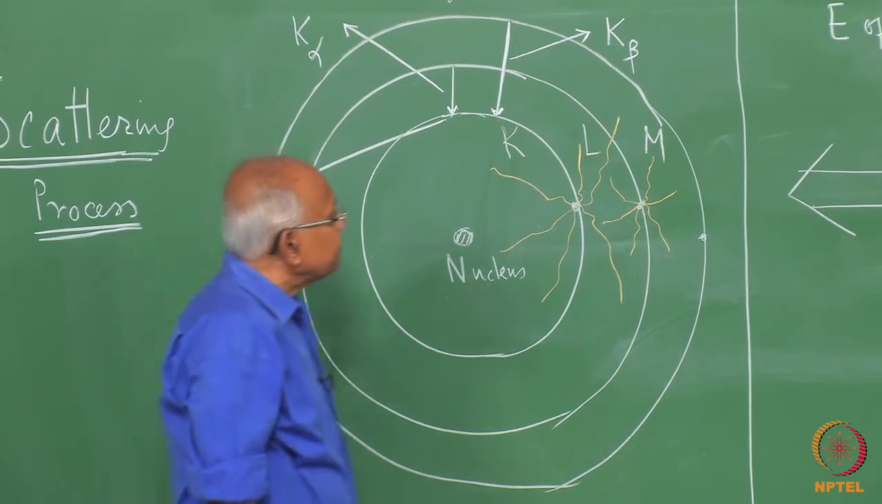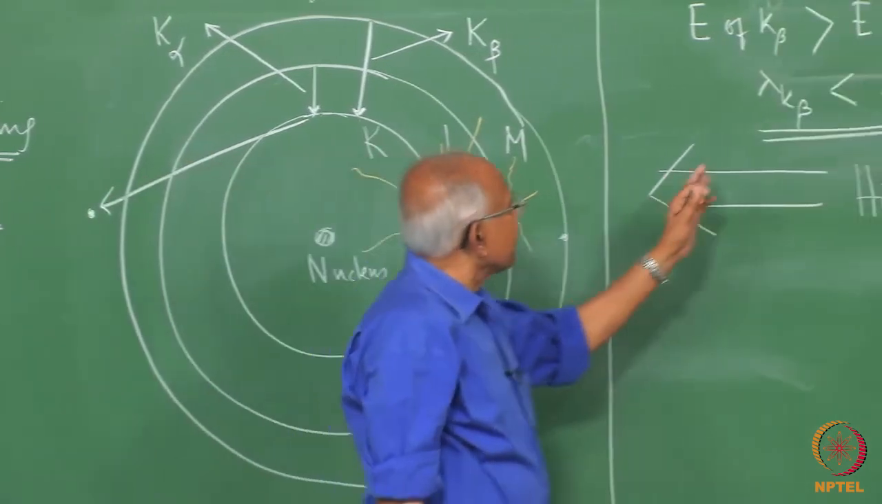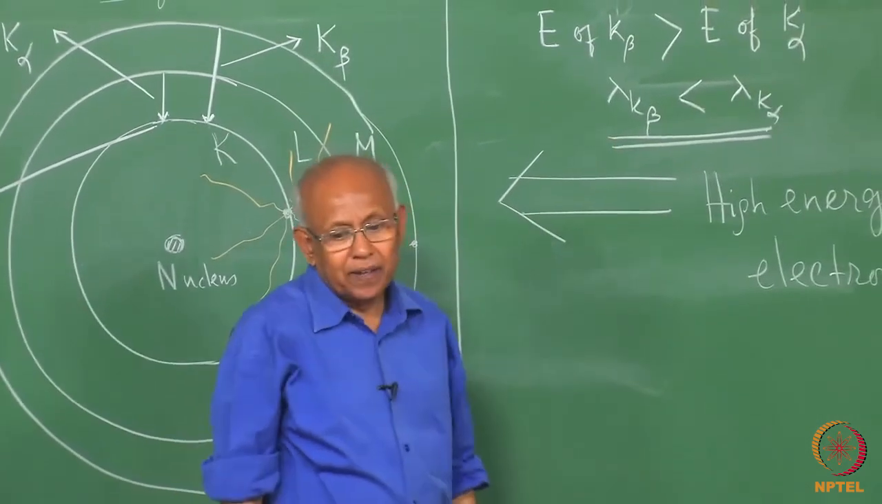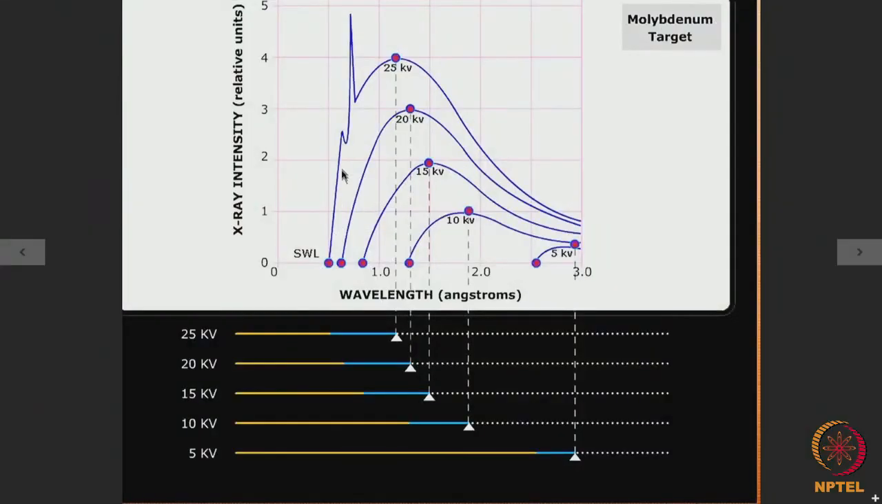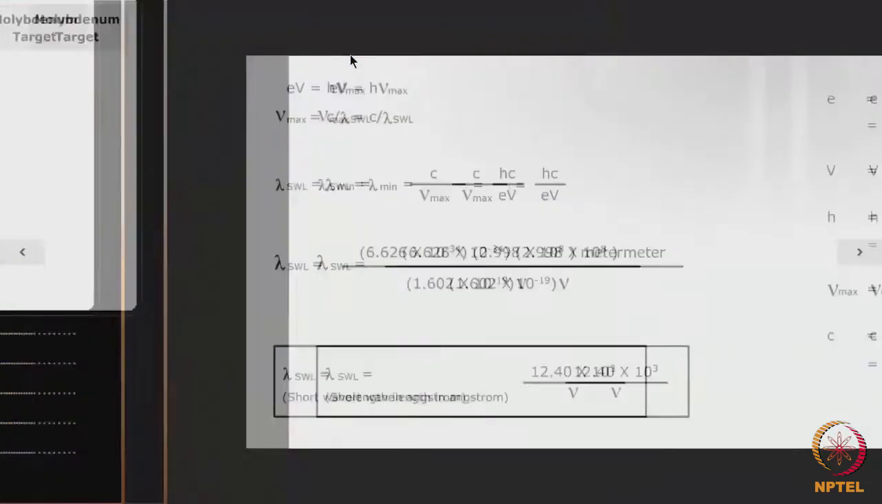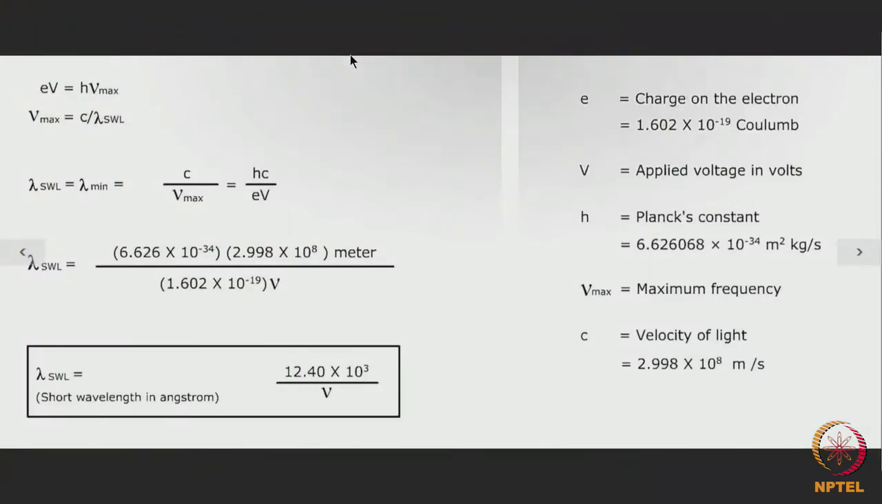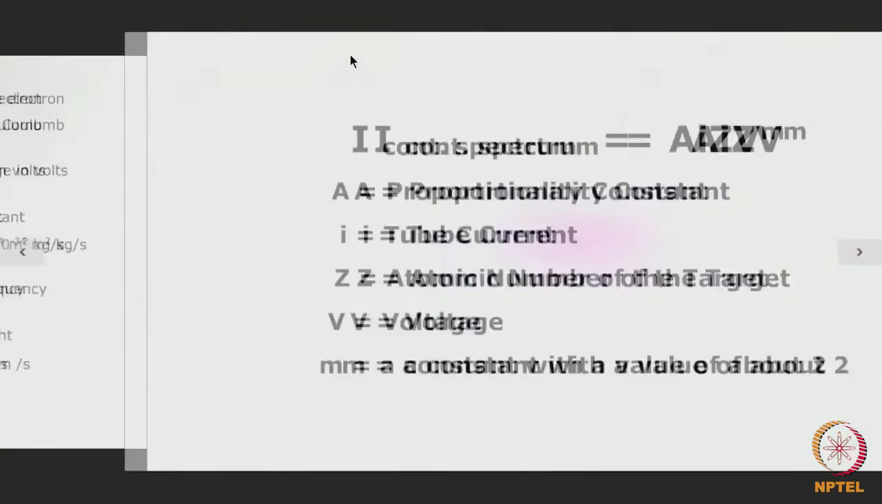So, you see that although the wavelength of the K beta radiation is much shorter than that of the K alpha radiation, the intensity of the K alpha is much higher than that of K beta. So, now we know what is the origin of the white radiation and the continuous and the characteristic radiation.